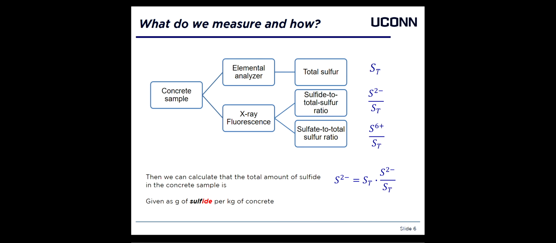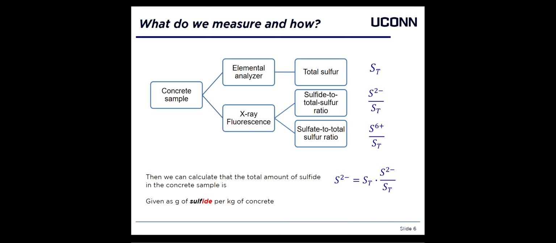We utilized 2 methods to determine the different types of sulfur present in the concrete sample. The elemental analysis provides us with a total amount of sulfur in concrete, including both sulfide and sulfate. Then, X-ray fluorescence analysis yields 2 additional, independently obtained results: the ratio of sulfide to total sulfur and the ratio of sulfate to total sulfur.